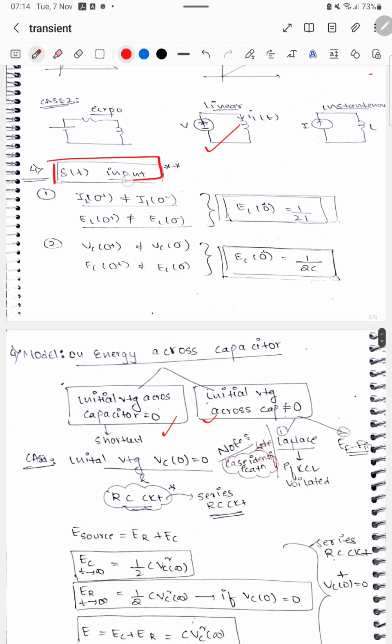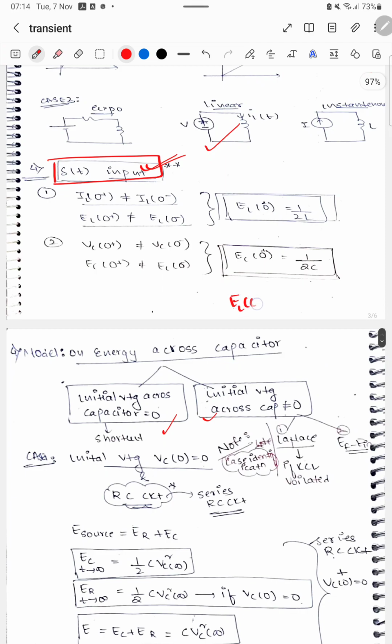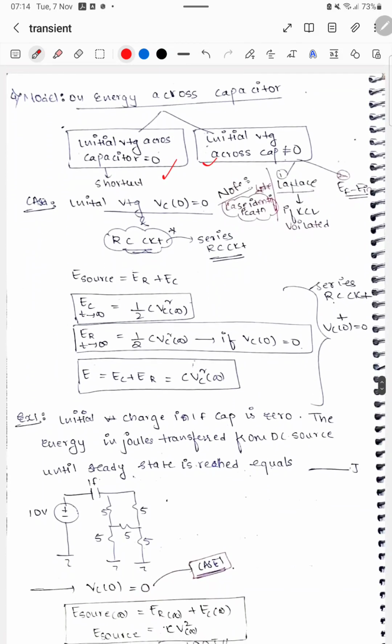Now what if the input is delta t? In that case IL(0+) is not equal to IL(0-), and VC(0+) is not equal to VC(0-), and EL of 0+ is nothing but 1/2L, and EC of 0+ is nothing but 1/2C. Fine. Now coming to model number 3, the model of capacitors.